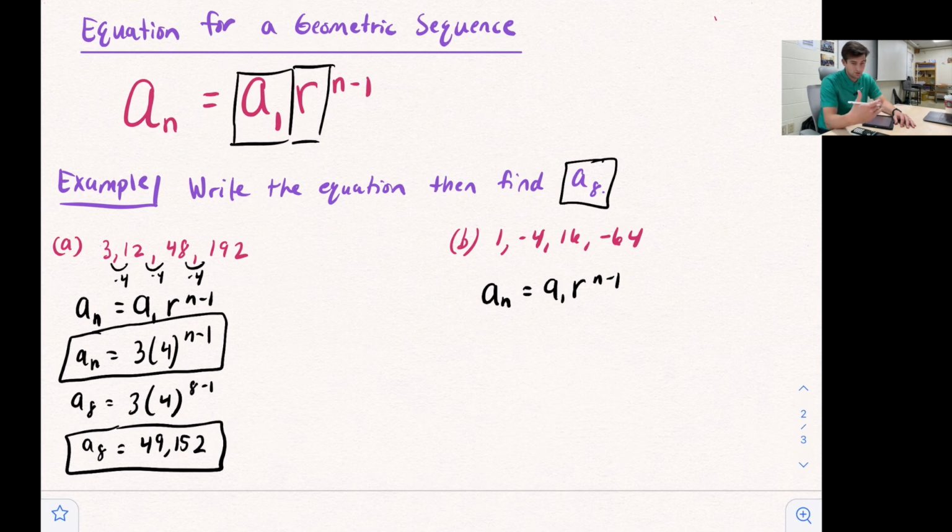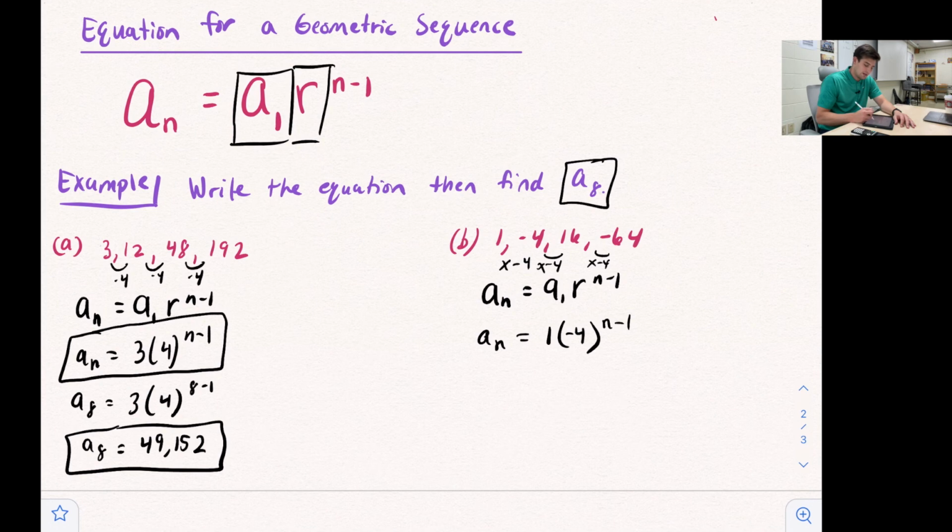All right, and the last one, 1, negative 4, 16, negative 64. So once again, we're alternating positive, negative, so our common ratio must be a negative number. So let's fill in a sub n equals, and we'll just go ahead and put 1 right here as our first term. And our common ratio now, we are multiplying by negative 4, right? Okay, so now we put negative 4 in here, and we leave n minus 1.